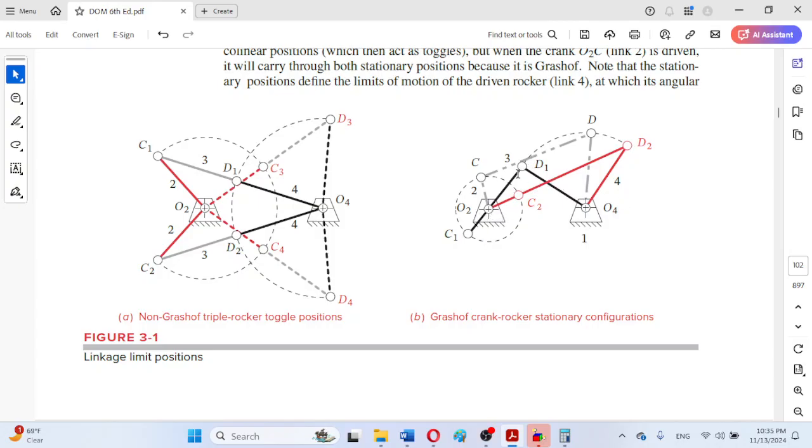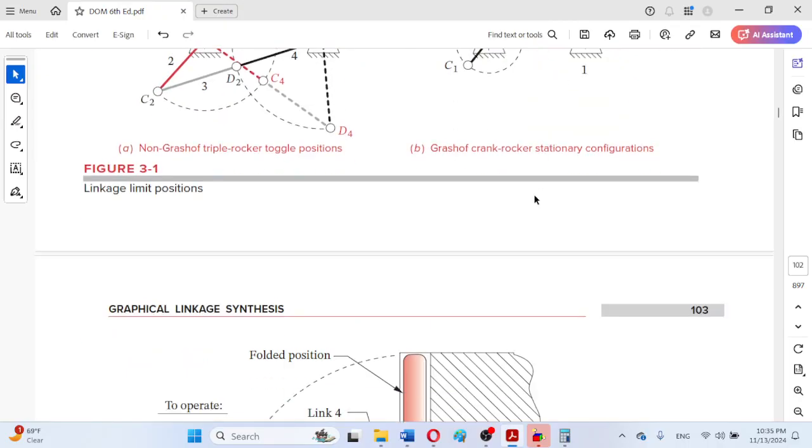So O2 is offset because that line will be here and the point O2 is below that line, so it is not located on the line extended between the extremities of the rocker.